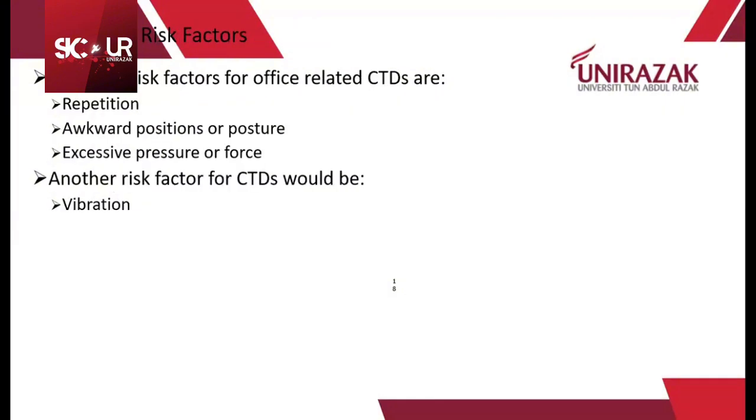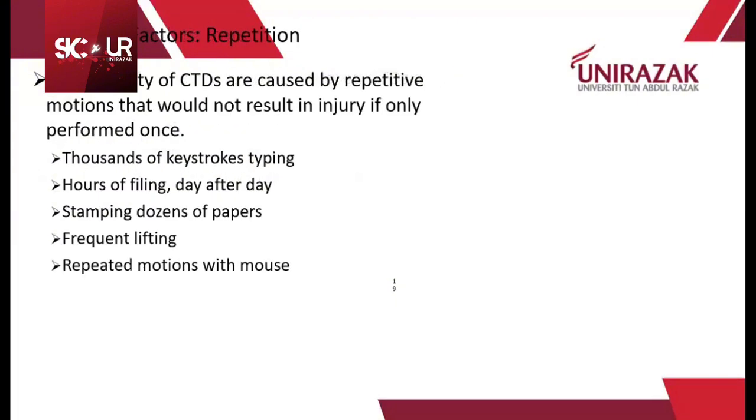So the main risk factor for the office related CTD are repetition, awkward posture and position, excessive pressure or force. Another risk factor for the CTD would be vibration. The majority of CTD are caused by repetitive motion that would not result in injury if only performed once. Contohnya, thousand of keystroke typing, kerja dia typist. Satu hari mungkin 10,000 patah perkataan dia type.